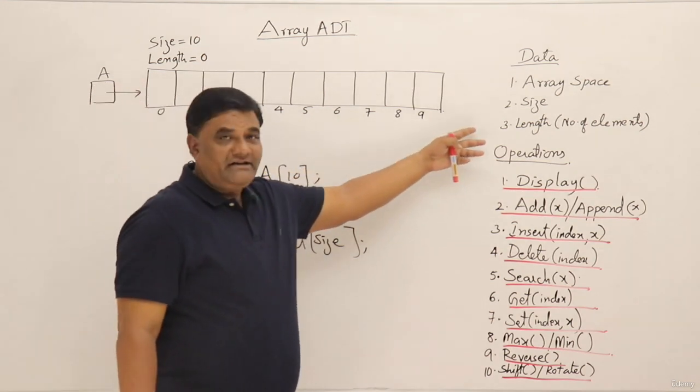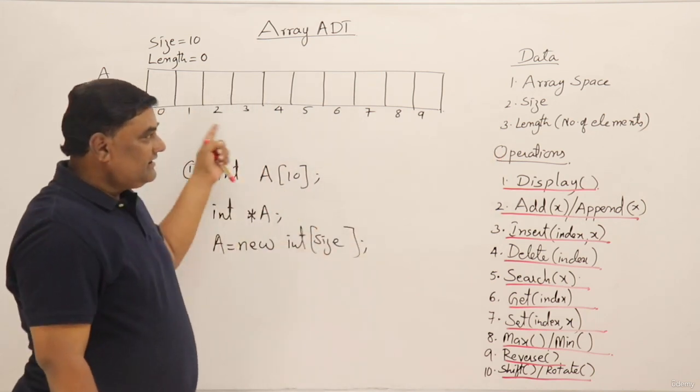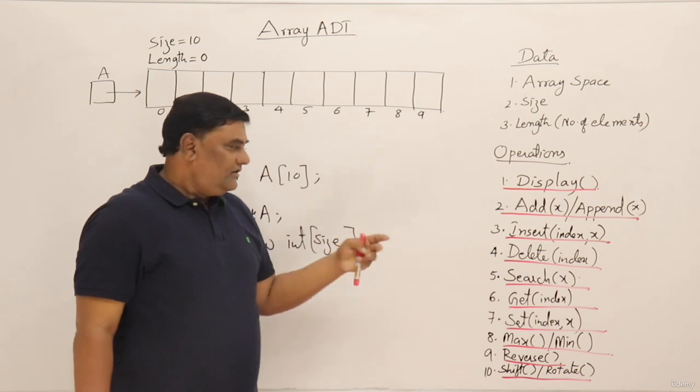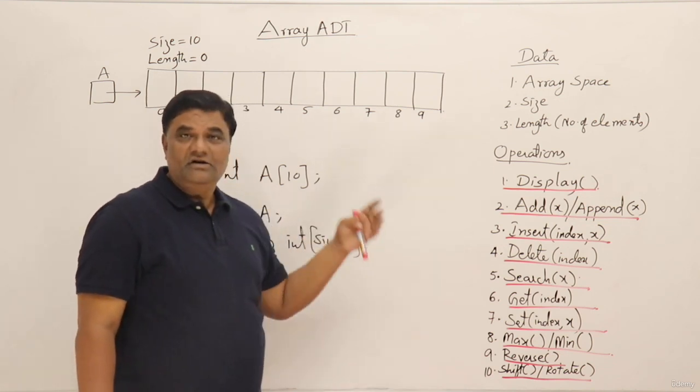So I have completed data representation. So I have an array and two more properties, that is length and the size of an array. Now let us perform these operations on this array.